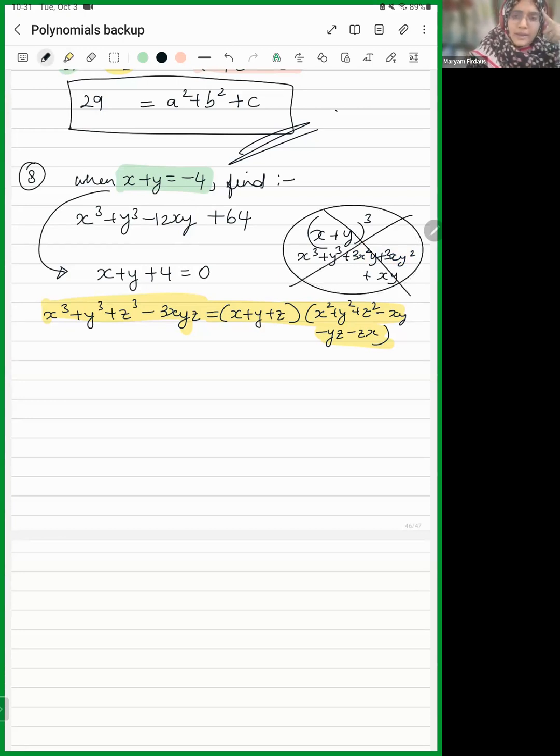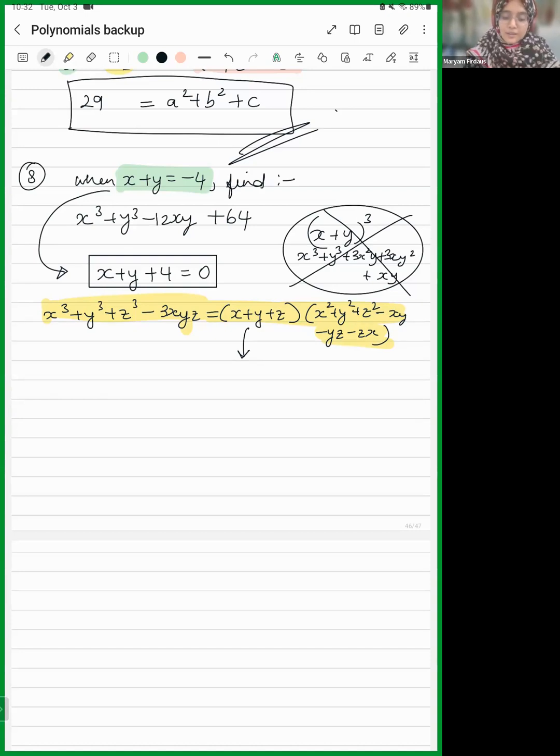Then we saw, okay, let's look at what is given. It is given that x plus y is equal to minus 4. So we can just take minus 4 to the other side, and this becomes x plus y plus 4 is equal to 0. Then we thought about that identity, which said when x plus y plus z is equal to 0, then x cube plus y cube plus z cube minus 3xyz becomes equal to 0. Right?